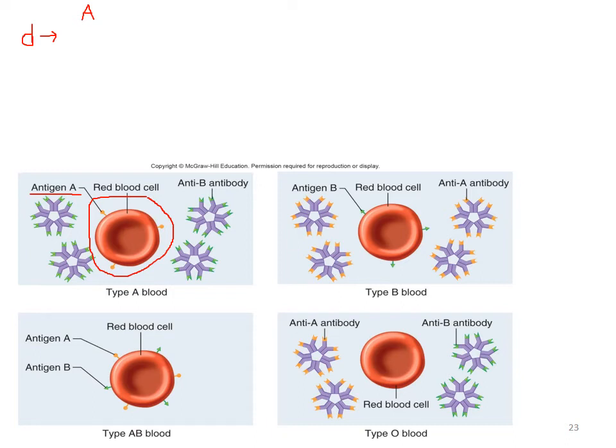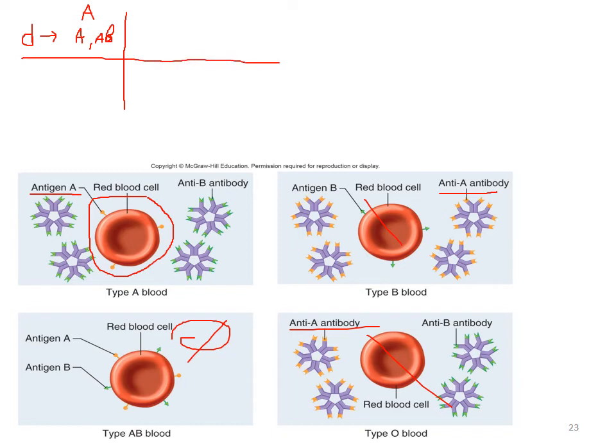So I can give blood to A because A does not have anti-A antibodies. B does, so I can't give it to B. AB does not have any antibodies, so I can give it to AB. And O does have anti-A antibodies, so I can't give it to them. So if I am type A, the only people I can donate this blood to are A and AB.